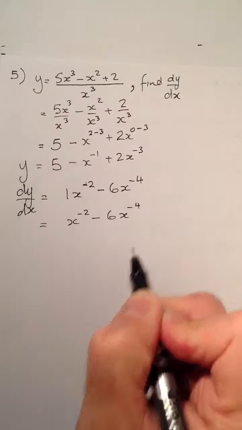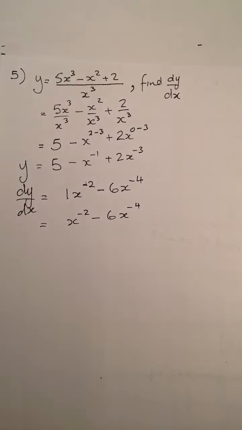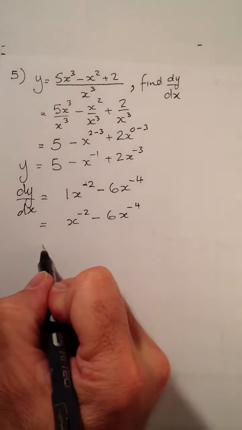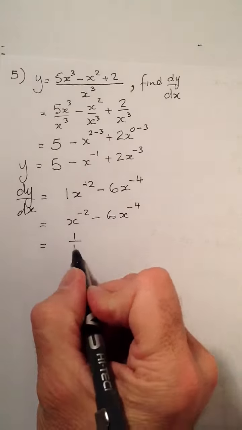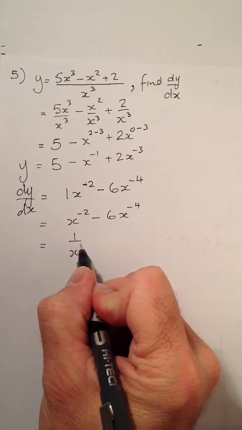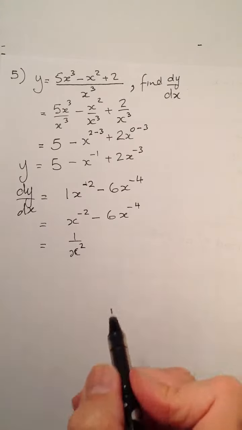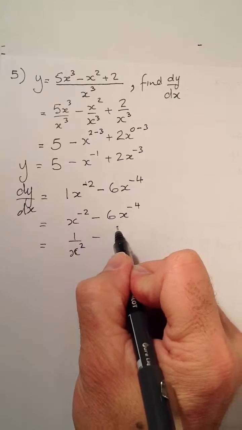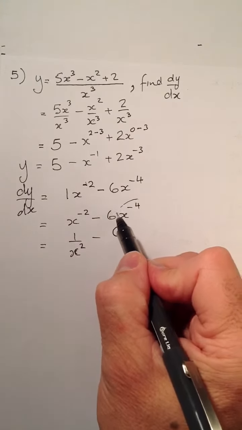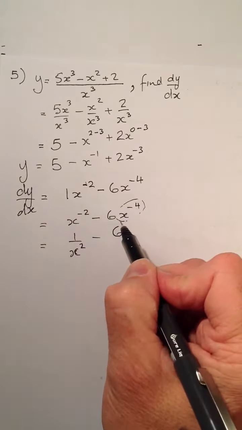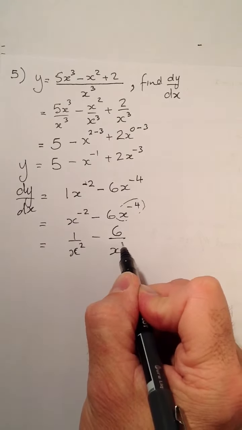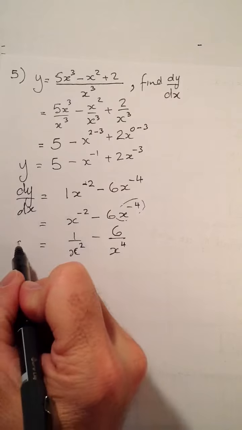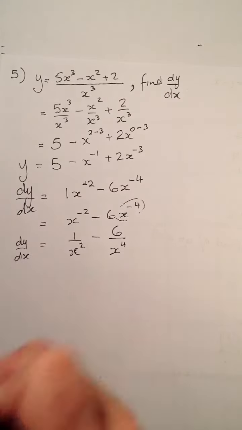Okay, so the answer that I would be looking for will be x to the minus 2 minus 6x to the minus 4. If I was asked to write it with positive indices, what I would write it as, I would take the x to the minus 2 to the bottom, to the denominator, and just make that x squared. And same with this one, leaving the 6 there, because the only part that's associated with the minus 4 is the x. That would be 6 all over x to the power of 4. And that would be the solution. That would be it complete.